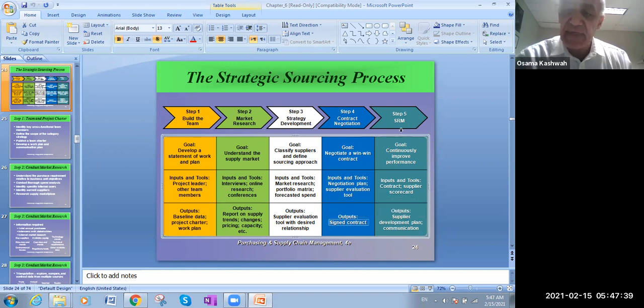Step 5, SRM, that will include the goal: continuously improve performance. I will always try to improve my performance. Inputs and tools of this phase: contract and supplier scorecards. We use the scorecards for registering everything about the supplier, our activities with the other suppliers, and the outputs: supplier development plan and communication.